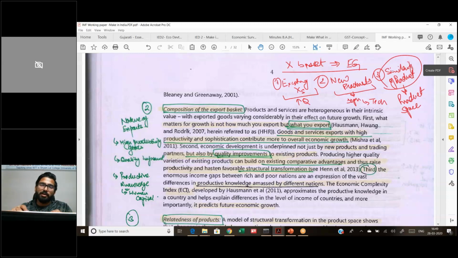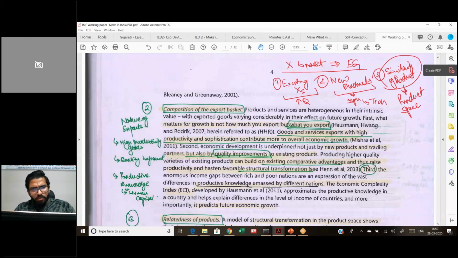What is the kind of economic resources that you have? What is the kind of labor that you have, the human capital, the infrastructure? All of that needs to be taken into consideration to find out what kind of new products you can get into. This is just a highlight of what we are going to study.